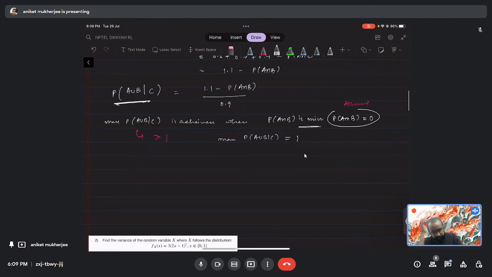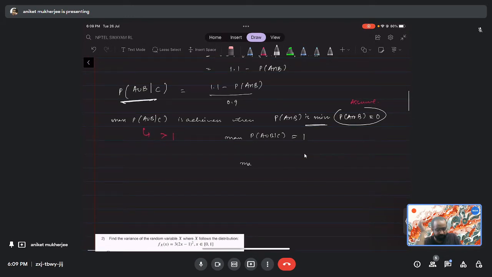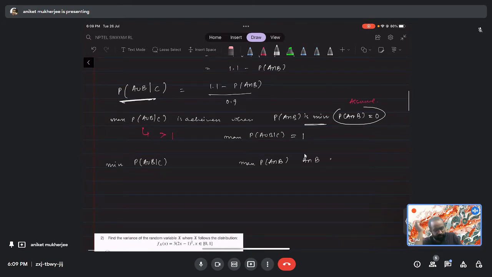Next, I need to find the maximum value that the probability of A intersection B can achieve, so that I can find the minimum value of the probability of A union B given C. I know that A intersection B is a subset of A, and also a subset of B. Probability has a law of monotonicity: if E is a subset of B, then probability of E is less than or equal to probability of B. Using that, the probability of A intersection B is less than or equal to the probability of A, and also less than or equal to the probability of B.